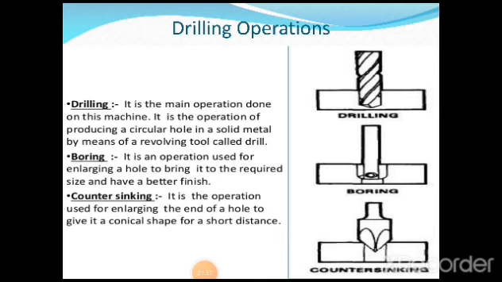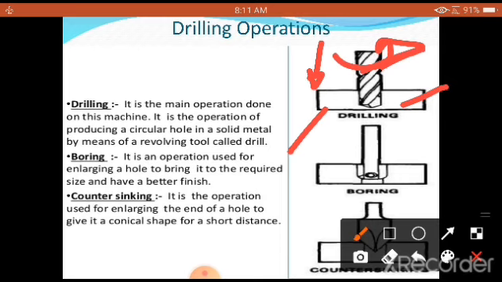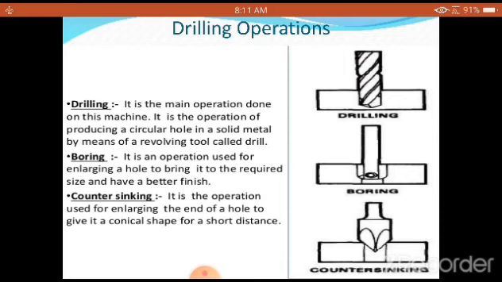Now let us understand the meaning of drilling first. This is called a twist drill and this is called the workpiece. The drill is made to rotate as well as given a feeding. We know very well that the workpiece is held firmly on a work table with the help of T-slot clamps, and then we give a feeding directly, and at the same time the twist drill is made to rotate. So drilling is the main operation done on this machine.